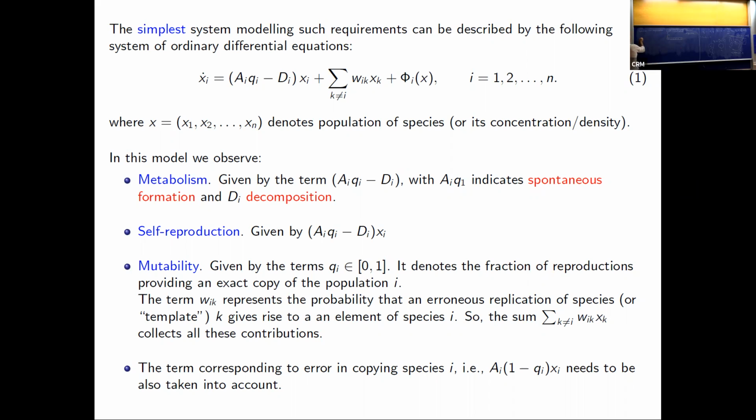So Q in [0, 1] is the probability of error-free replication. And then, if you want, the complementary could be mu, defined in this way. So mu is the error probability, the mutation probability. This is an extremely simple model.